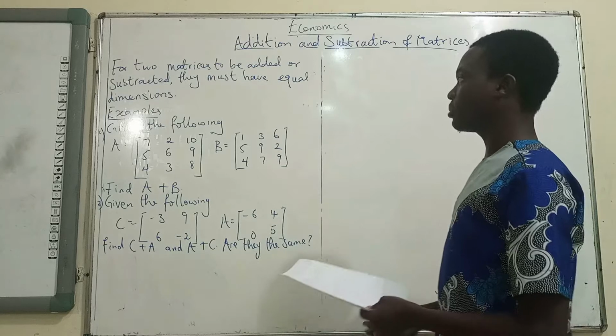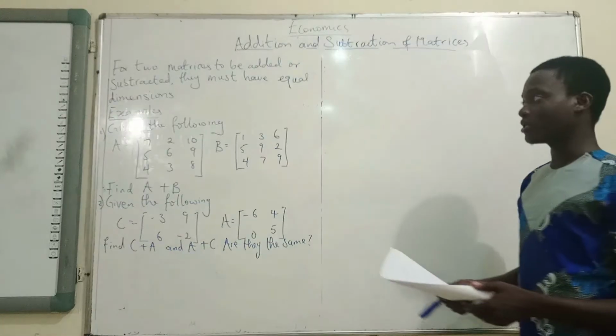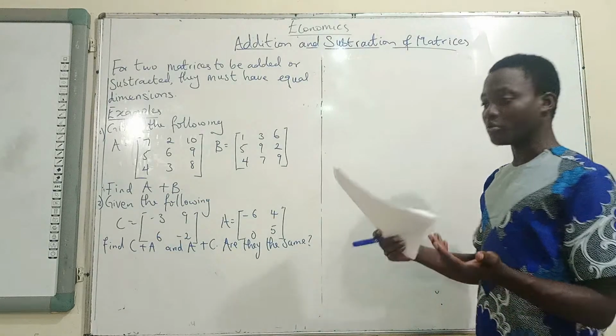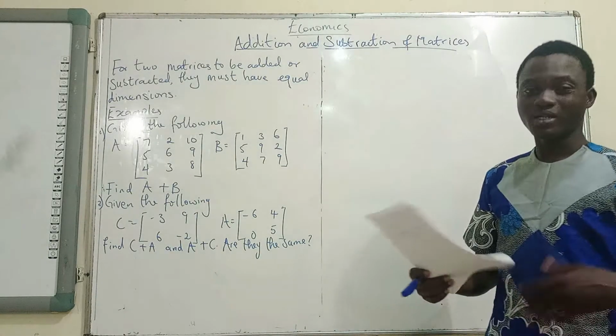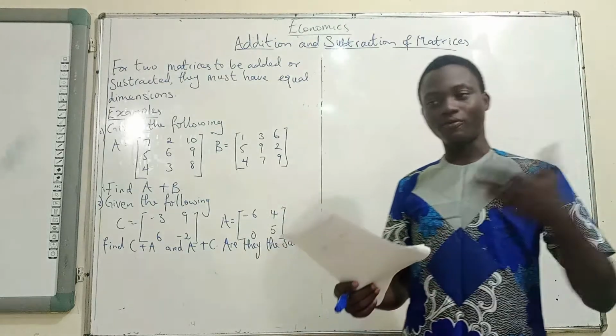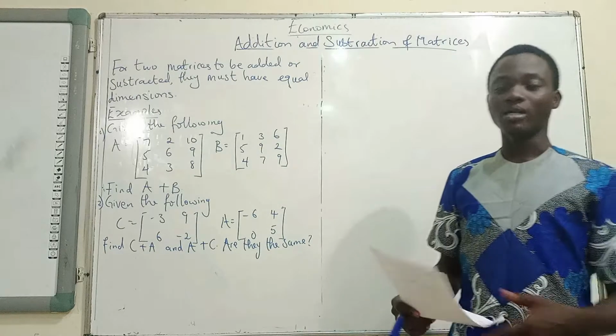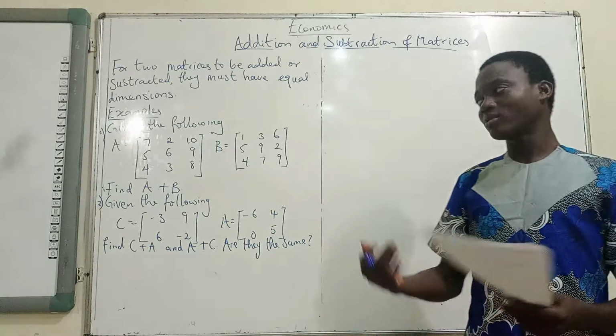So for us to do addition and subtraction of matrices, something must be in place. For two matrices to be added or subtracted, they must have equal dimensions. We spoke about dimensions in the previous class. Let's say 2 by 2, 3 by 3, something like that. Even a scalar matrix, which is 1 by 1. So if you have matrix A and matrix B, the dimension of matrix A must be equal to the dimension of matrix B. So that is what we mean.